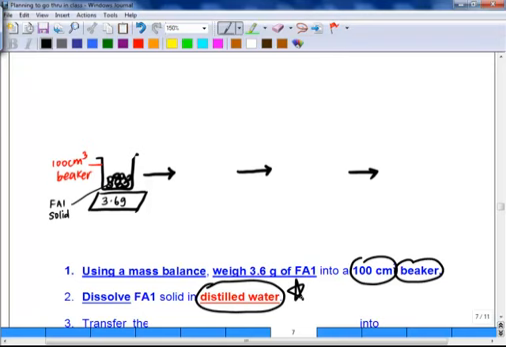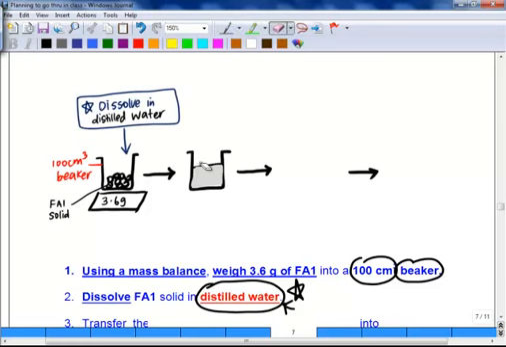So there is one difference between redox and acid-base titration. When we dissolve the solid, for acid-base we must definitely use distilled water. For redox, use the dilute sulfuric acid. Is it okay? So based on this, we know distilled water.